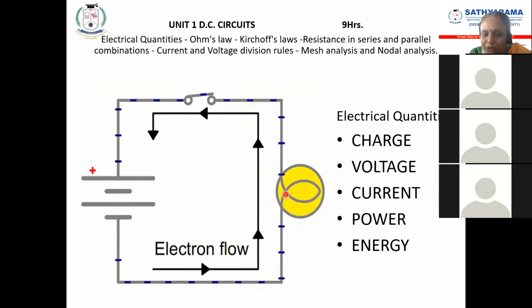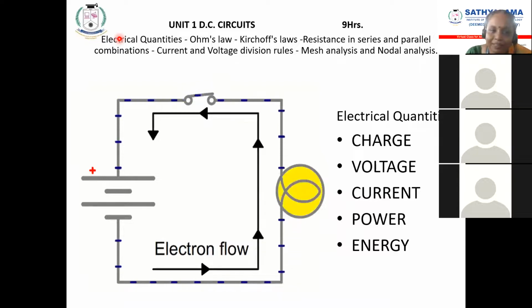Are you clear? So this is the lamp. My current electron is flowing from negative to positive. You have seen that I have taken this as my electron flow. Whenever the switch is closed, the light is illuminated. So the first topic of your first unit is electrical quantity.